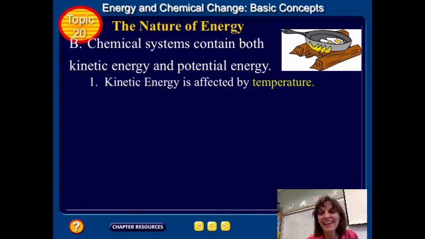Back. Kinetic energy is affected by temperature and only temperature. As long as it's the same molecule, that's the only thing that impacts it. Kinetic energy mathematically is 1/2 mv squared, m being the mass. So obviously if the mass of the compound changes, that changes its kinetic energy, but the velocity changes based on the temperature.